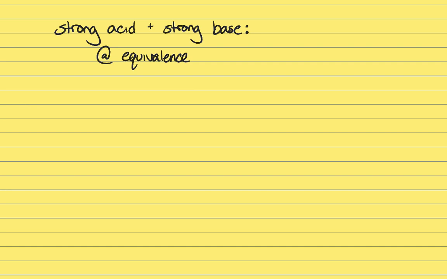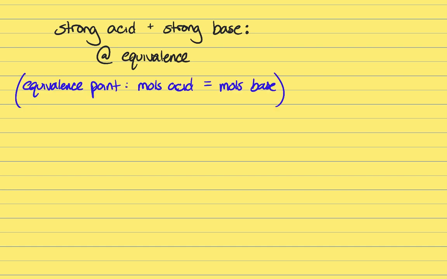So in the strong acid, strong base titration, we titrate to a point that's called the equivalence point. And the equivalence point exists for all titration procedures. The equivalence point is where moles of acid equal moles of base. Let me write that down. So in a strong acid, strong base titration, at the equivalence point, pH is equal to 7.